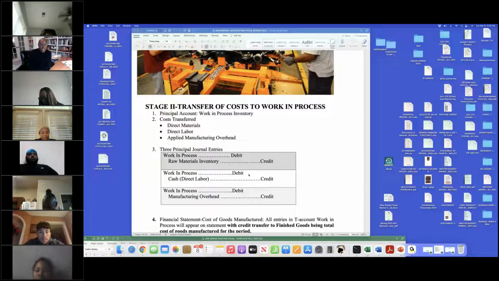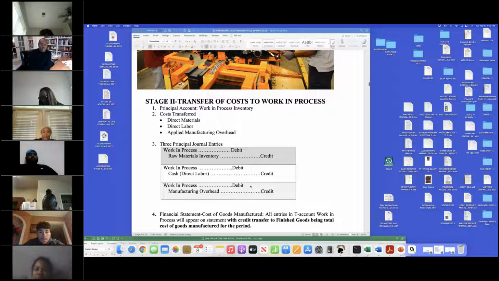So these three journal entries are made in stage two. They don't ever change. The number of these journal entries, you may have more than one, but that's how they look based on the number of raw materials. And you're always debiting work in process in stage 2.